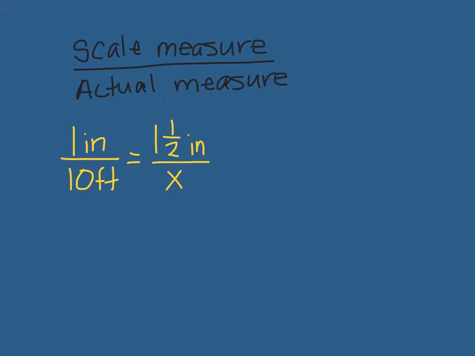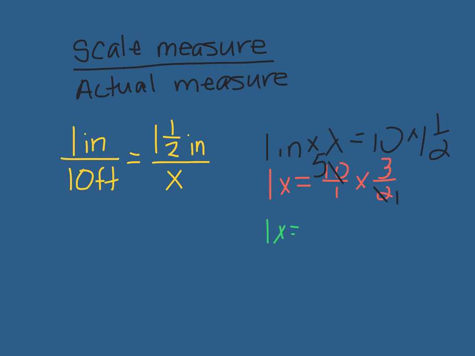All right, so here I'm going to cross multiply my 1 inch times x equals 10 feet times 1.5 inches. And now I've rewritten it simplified. 1x equals 10 over 1 times 3 over 2. I've turned that into a mixed number. And then I can do some cross canceling here. So now I have 1x equals 15 over 1. So x equals 15.